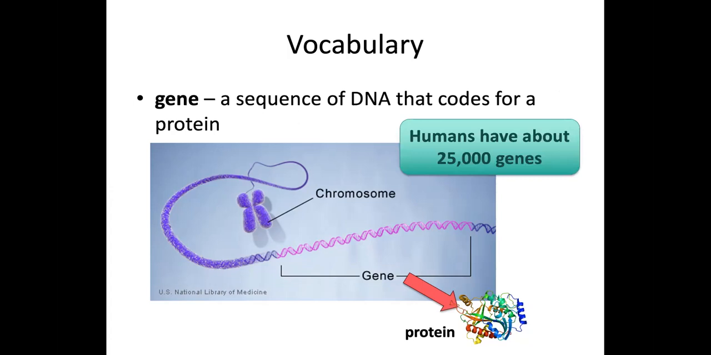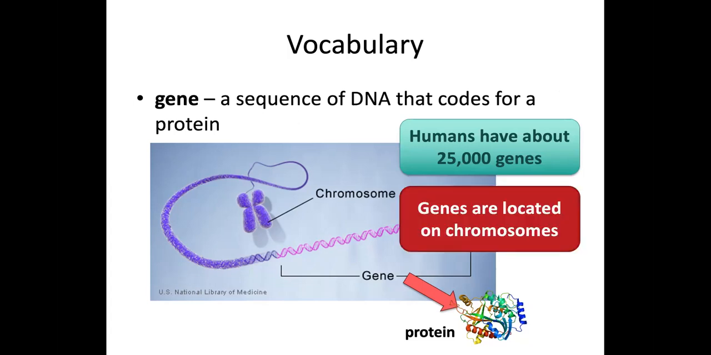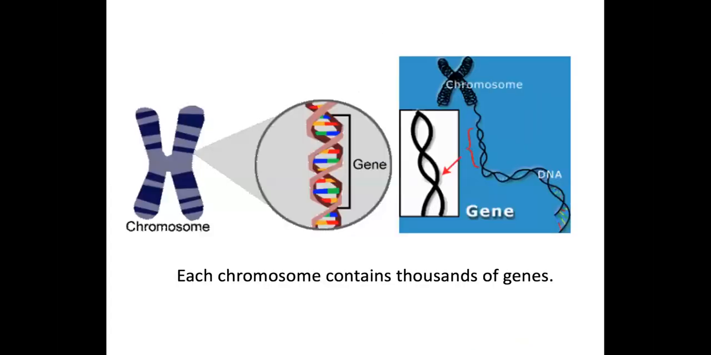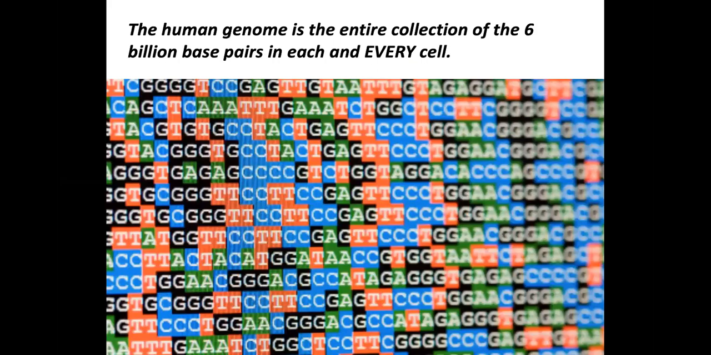So typically humans have about 25,000 genes, and these are located on our chromosomes. Each chromosome contains thousands of genes. Because we have how many chromosomes? 46, right? So the human genome is the entire collection of the 6 billion base pairs in each and every cell.